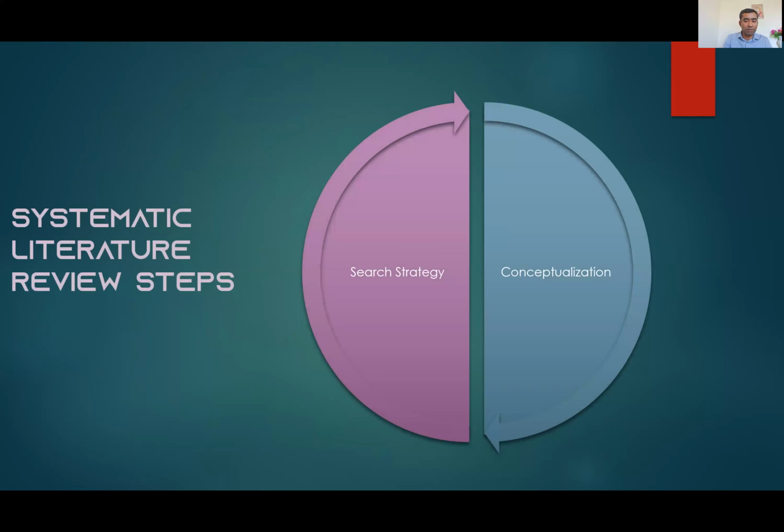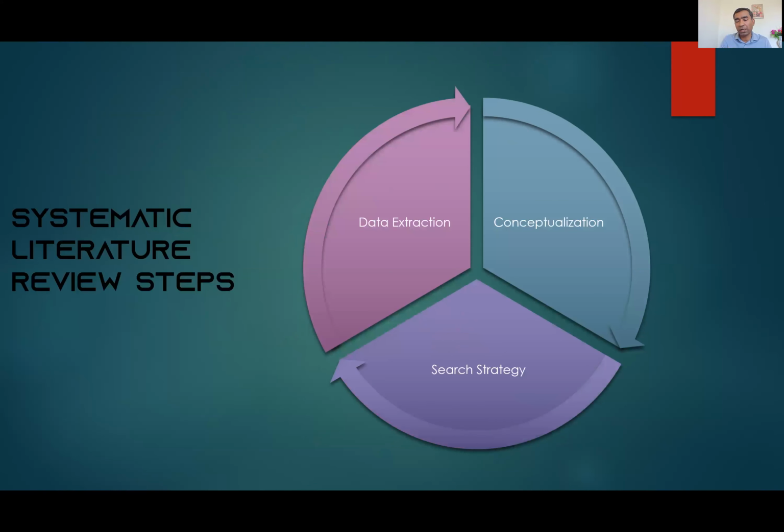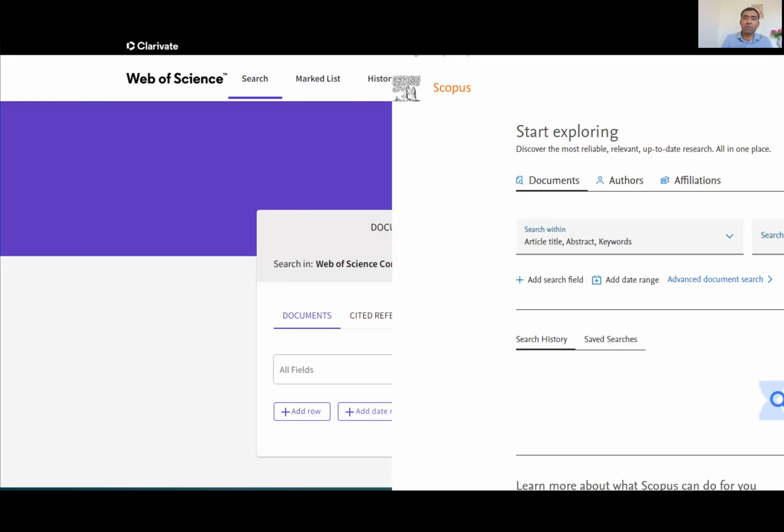You have already developed that strategy. The next step is data extraction, how to extract data. I have already developed a search strategy, and I know my inclusion and exclusion criteria. Now it is time to apply that criteria on the databases which we have already identified, and then extract the records. So that's where we'll be using two different databases, Web of Science and Scopus. To make things easier for you, we'll just be using Scopus.